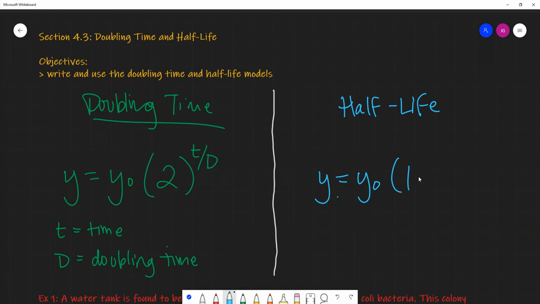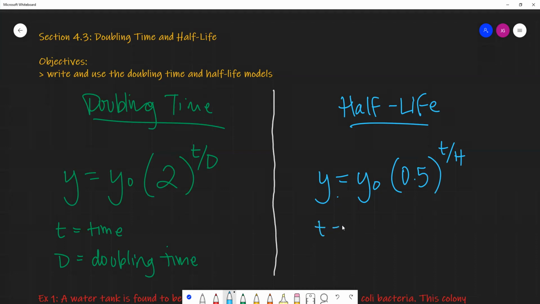Okay, I got ahead of myself. It's 0.5 inside the parentheses to the power of t divided by capital H. Okay, and so this is half-life, and we're trying to figure out how much time it takes to go from its original amount to 50% of that original amount. So we're decaying, we're decreasing, and so it's going to be 1 minus 0.5 because we're decreasing by 50% every single time. And so 1 minus 0.5 is 0.5. And so that's why that's the number inside.